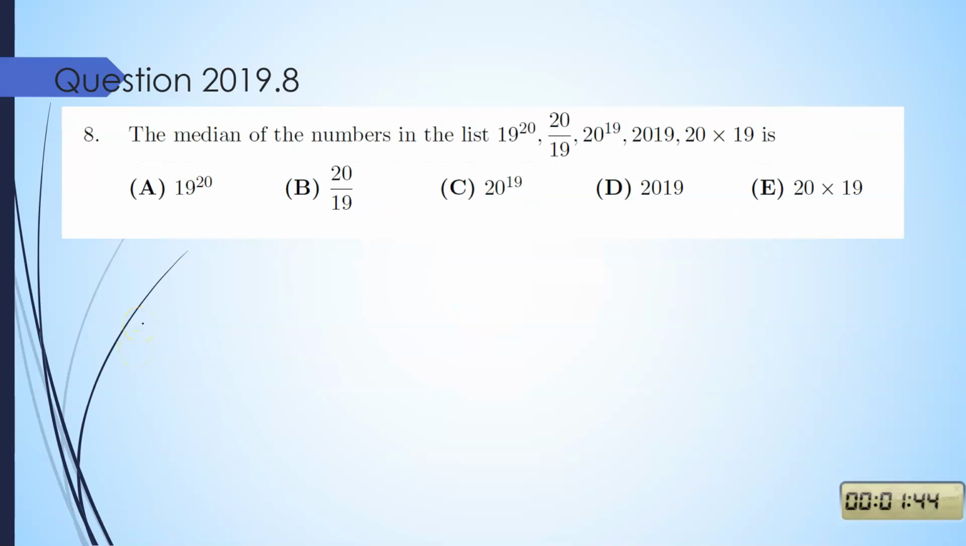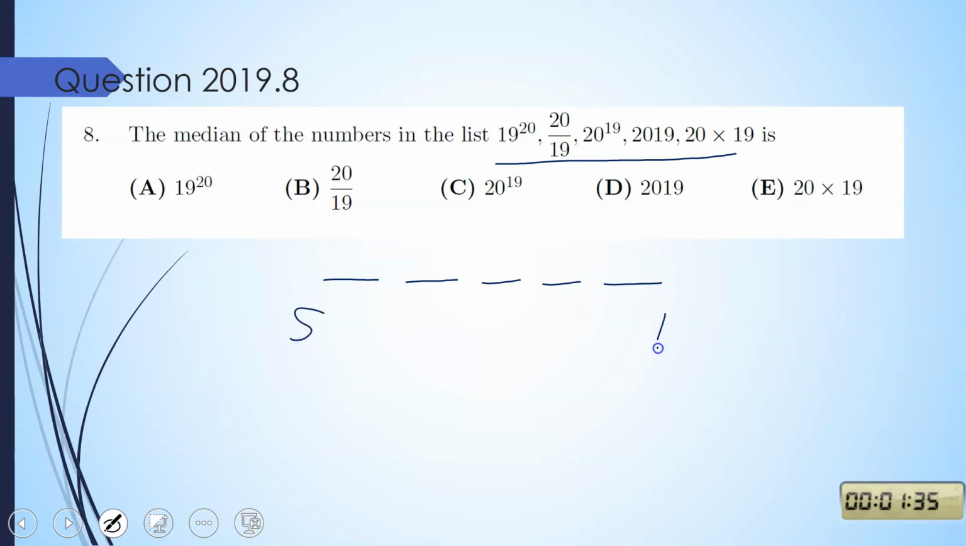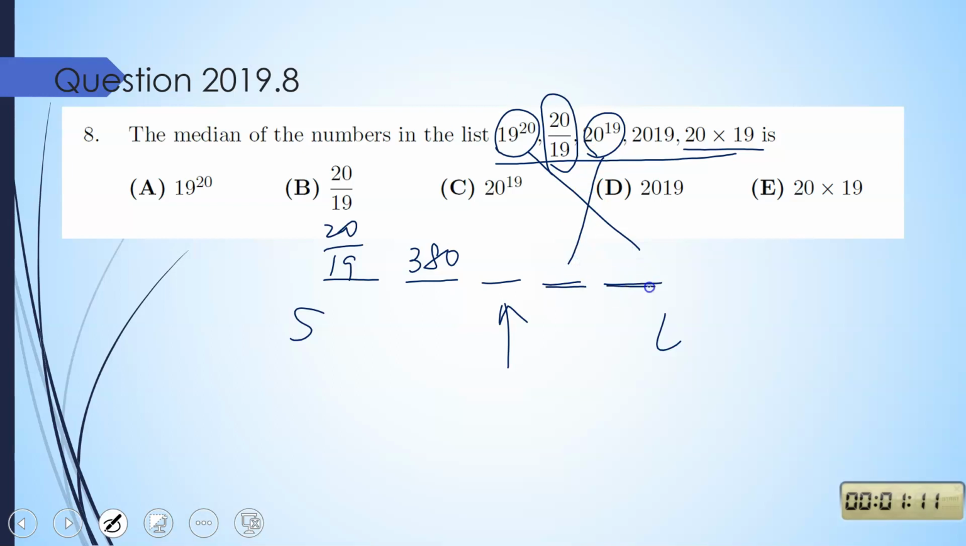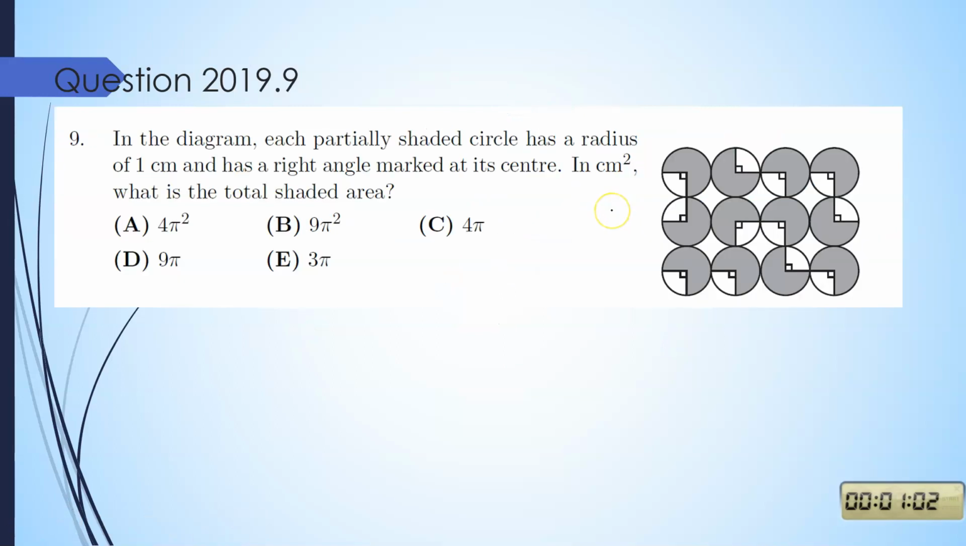Question number 8. The median of the numbers in this series is: to find the median, we need to list the numbers from smallest to largest, and the middle one will be the median. Now let's find the smallest. 20 over 19 is slightly above 1. So that's smallest. 20 times 19 equals 380. And we know 20 to the power of 19 and 19 to the power of 20 are super huge. We simply place them at the top 2. And whatever is missing will be the median, which is 2019. So the answer is D, 2019.